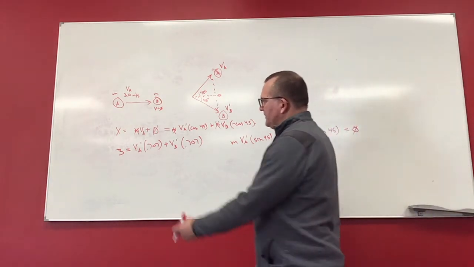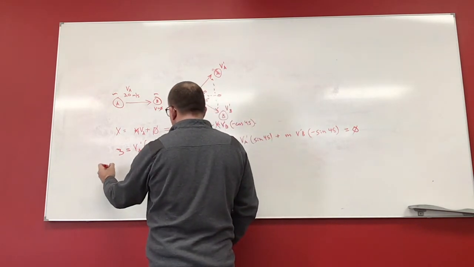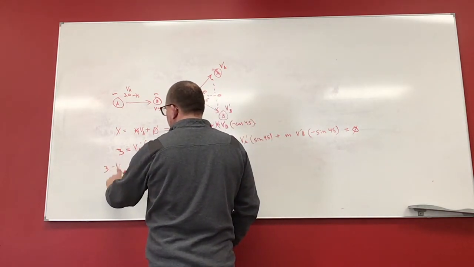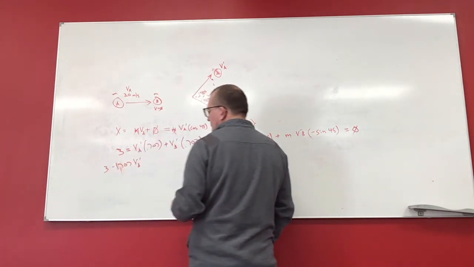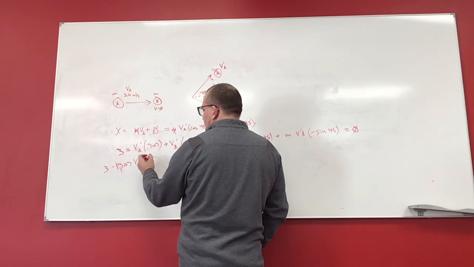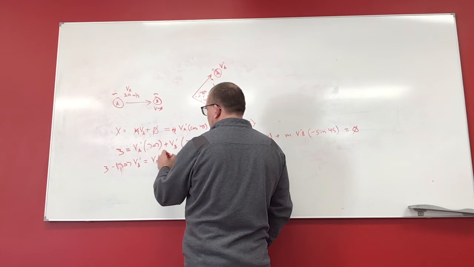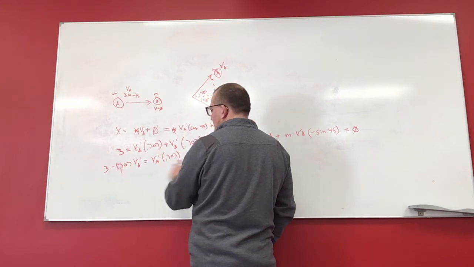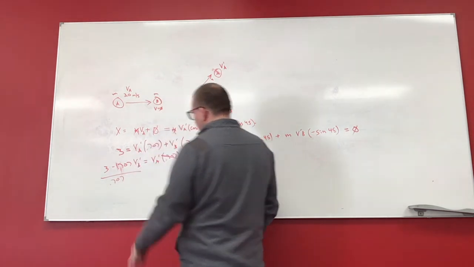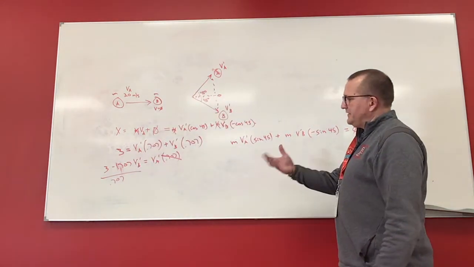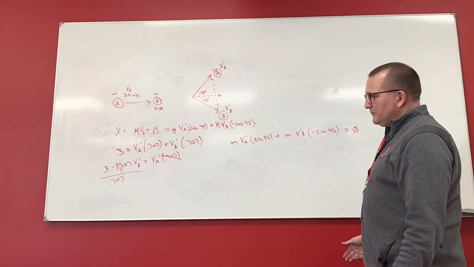So let's say I want to solve this in terms of VA prime. I bring this over, so I go 3 minus 0.707 VB prime is equal to VA prime 0.707. I just divide both sides by 0.707, and I have VA prime. I can take my VA prime, punch it into here, and I can solve for VB prime. So that's what I'll do.